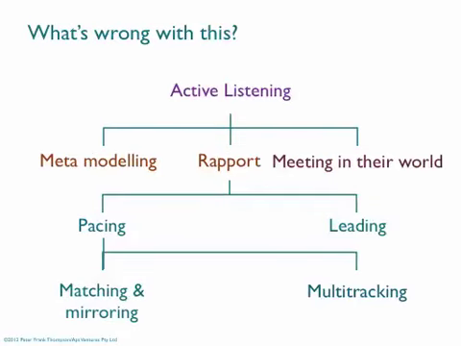And here's another one. Active listening. So the suggestion is that there are at least three things we can put as processes, if you like, or sets of skills in active listening: meta-modelling, rapport skills, and meeting people in their world. And rapport, of course, as you already know, has two large chunks in it: pacing and leading. One chunk of pacing is matching and mirroring. But is multi-tracking part of pacing? Well, yes, but it's also part of leading. So perhaps we need to move some of these, at least two of these, around.